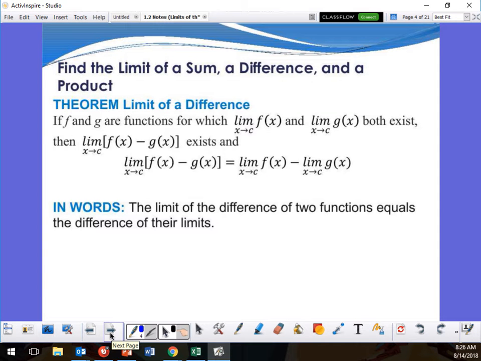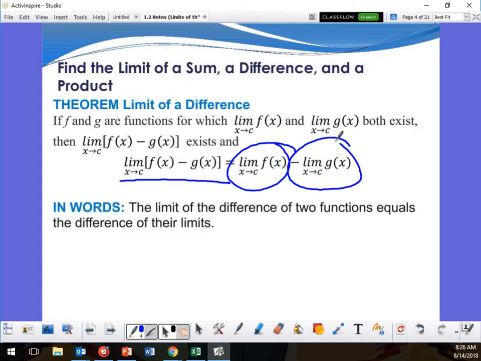Okay, of a difference, it's the same thing, but this time it has a subtraction. So the limit, I have two functions here and there's subtraction in between them. So I could just subtract one limit from the other, like that. So I just find the limit of f, find the limit of g, and then subtract the two numbers.